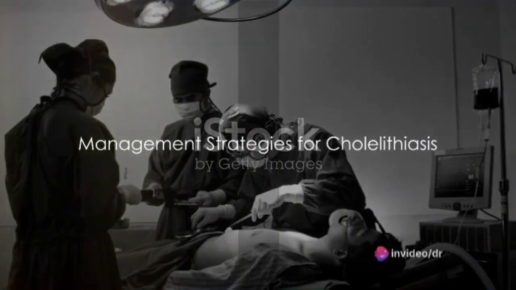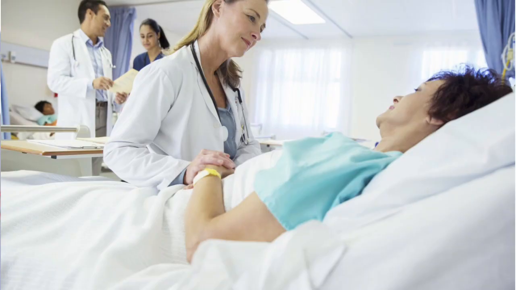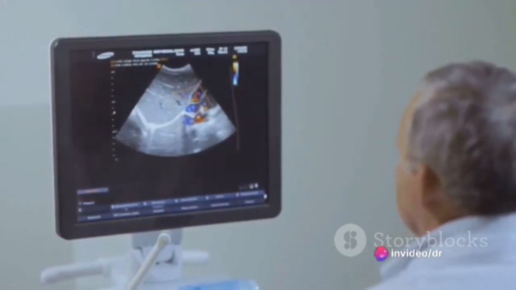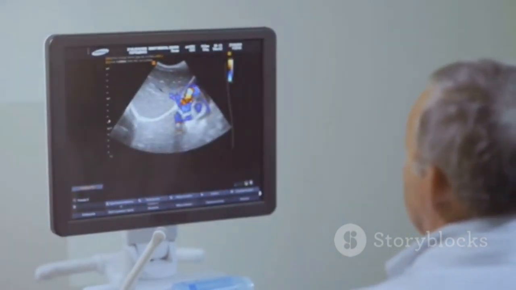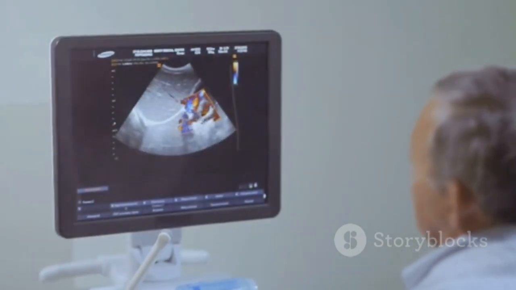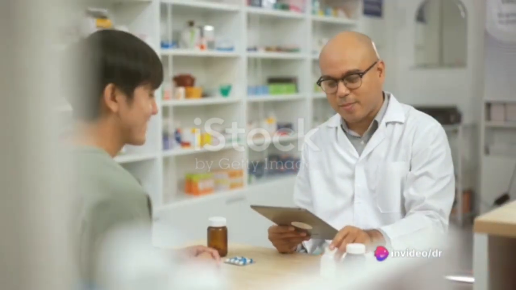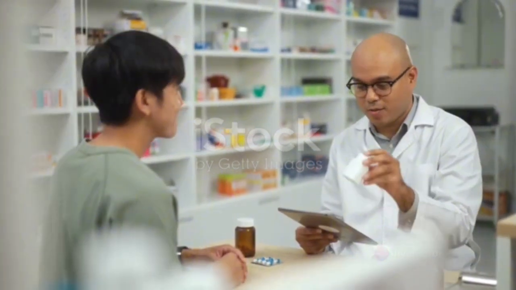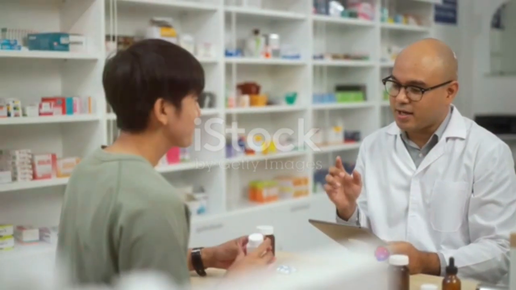The management of cholelithiasis depends on several factors, including the presence of symptoms, the size and number of gallstones, and any associated complications. Here are some of the management strategies. Observation. If gallstones are discovered incidentally and are not causing symptoms, a watch and wait approach may be recommended. Regular monitoring through imaging tests and symptom assessment can help determine if further intervention is necessary. Medications. In some cases, medications such as ursodeoxycholic acid, ursodiol, may be prescribed to help dissolve cholesterol gallstones, particularly in patients who are not suitable candidates for surgery.